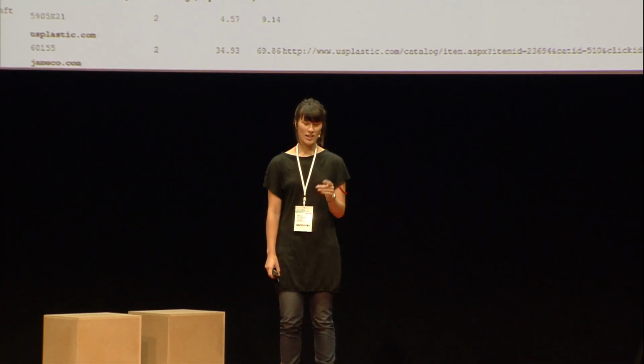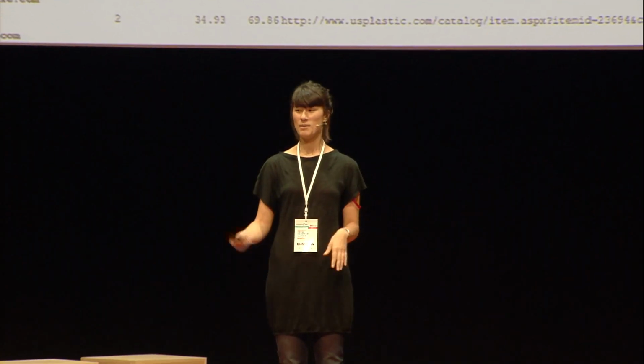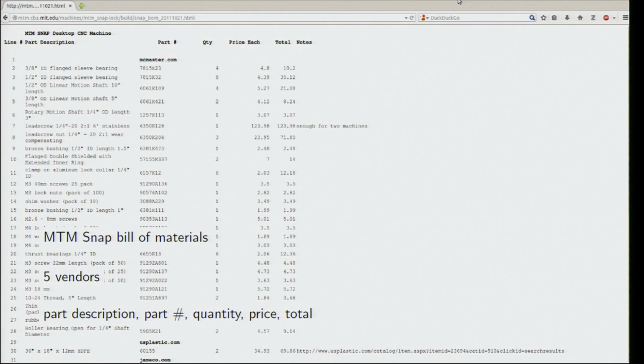So the bill of materials for the MTM Snap, also because we used a buckle design, where, I don't know if anyone is familiar with my advisor, Neil Gershenfeld, he really likes it when things snap together. And so this machine's frame snaps together as a buckle construction for the mechanical structure. So there's 5 vendors that you would buy the parts in this bill of materials for. We also included the tooling in the bill of materials. So what end mill do you have to use to route plastic? How fast should you route it? Those are all included in this bill of materials.